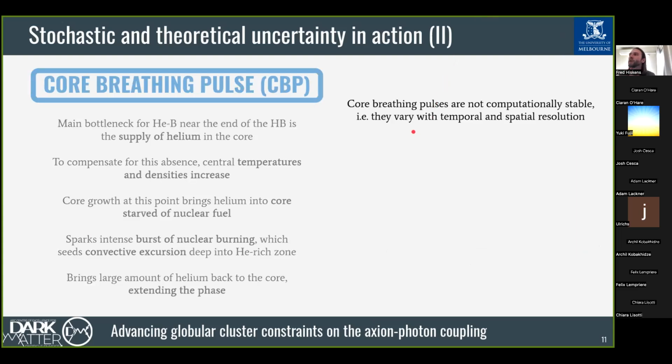The unfortunate fact is that core breathing pulses like this are not computationally stable. So what I mean by this is that their frequency and duration vary with the adopted temporal and spatial resolution in your simulation. And so what this does is it sources that stochastic variation in predictions for horizontal branch lifetime, and therefore R that I was mentioning earlier.